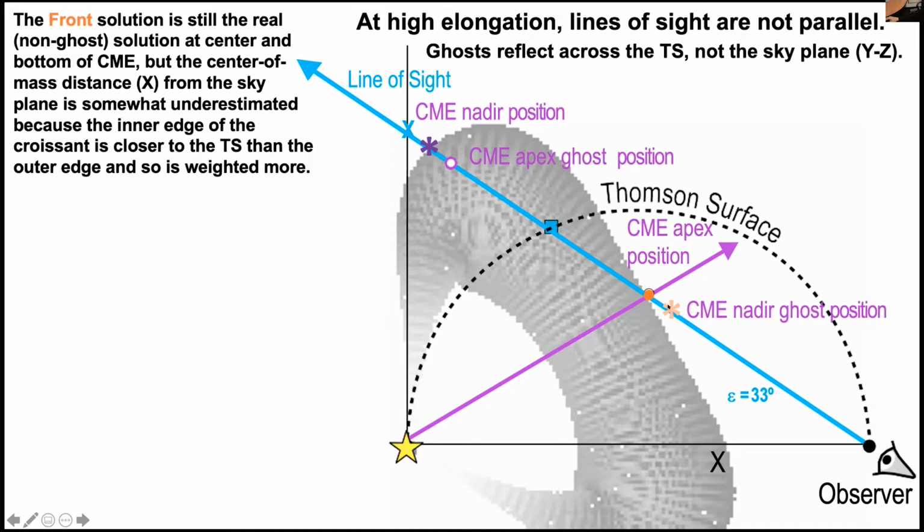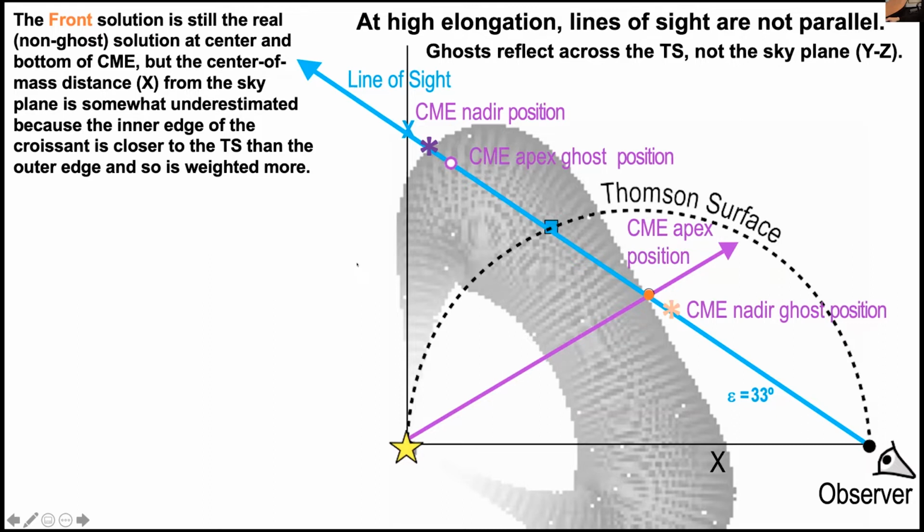And so things are getting a little bit more complicated. If you're down low here, down at the bottom, things are still relatively straightforward, because your front solution is still basically the non-ghost solution, because your center of mass distance from the sky plane is represented by that front solution. It's a little bit underestimated, because the inner edge, where I'm pointing here, is closer to the Thomson sphere than the outer edge. So in that integrated line of sight integral, which is essentially giving you your polarization ratio, it's weighted more. So there's an error.